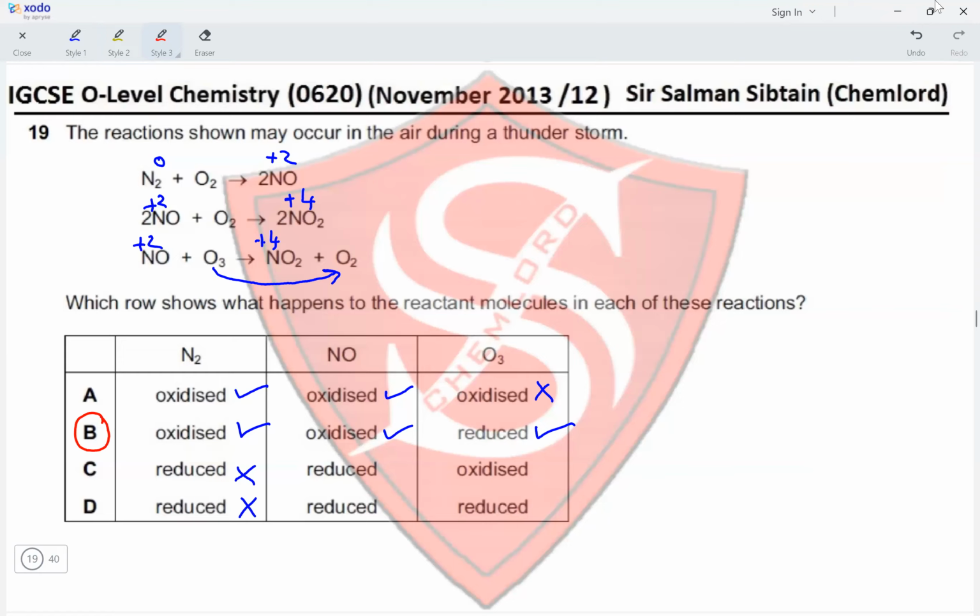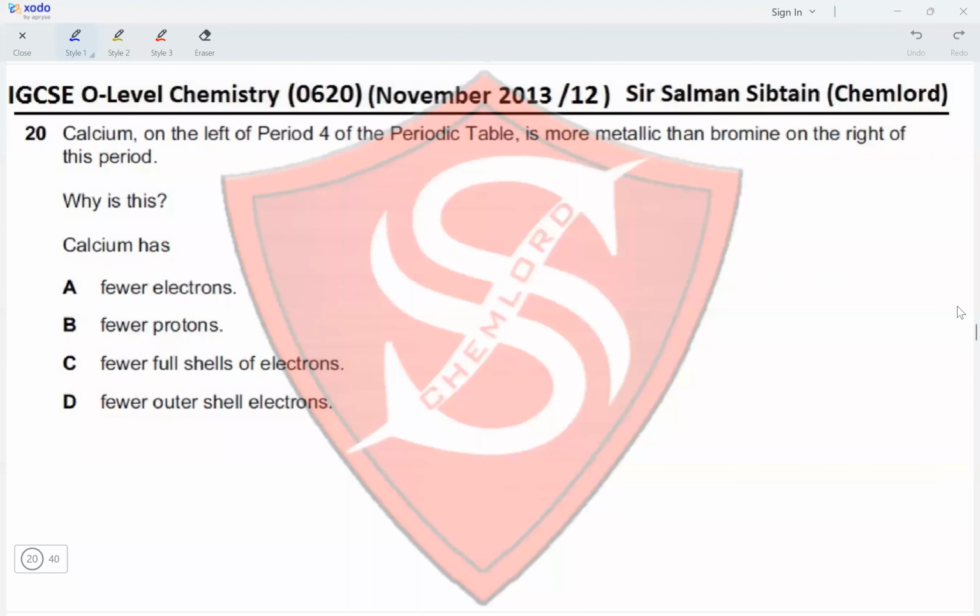Question 20. Calcium on the left of period 4 of the periodic table is more metallic than bromine on the right of this period. Why is this? Calcium has fewer electrons. Yes, but that is not the reason why it is metallic. It has fewer protons. Same reason.